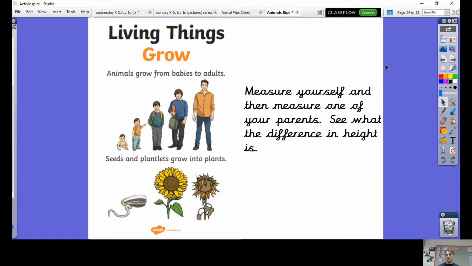Great, right, let's move on then. So we know we can grow. We know we've grown from a baby to what we are now, and you will definitely grow up to be much taller than you are at the moment, okay?